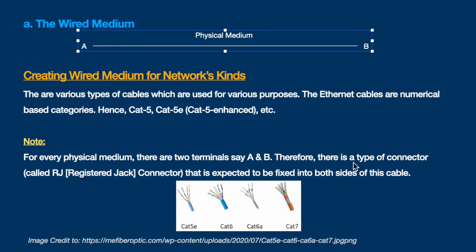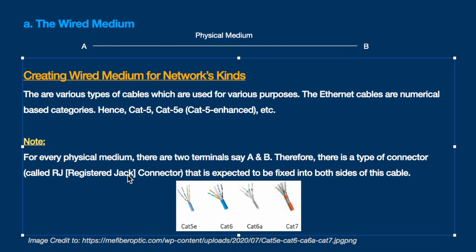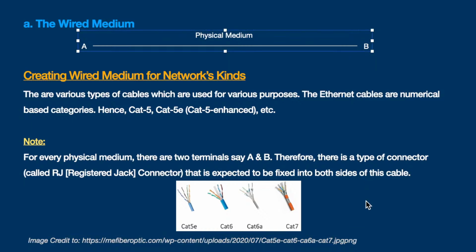Therefore, there is a type of connector called RJ. And what is RJ? RJ connector means registered jack. We have all heard of RJ45 and RJ11. RJ45 is actually used for Ethernet connection, while RJ11 is used for landline phone connection. That is expected to be fixed onto both sides of the cable. So we fix the RJ here, and we fix it at the other end of the cable. You are going to see the steps you need to follow whenever you want to create such a wire.